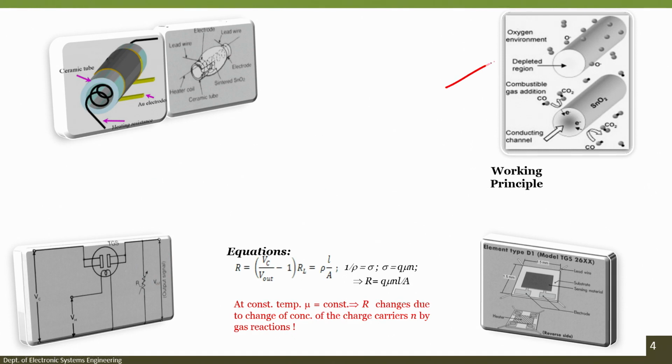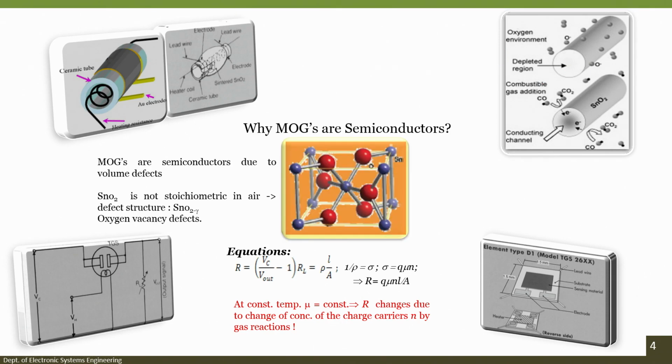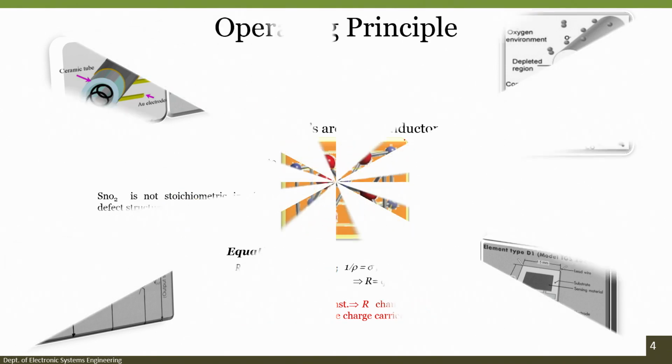The same thing is shown here: in the presence of oxygen there is a creation of a depletion layer. If you have combustible gases like CO2, then the depletion layer would increase and resistance would increase. So, the question is why we have to use metal oxide semiconductor gas sensors. This is because of the volume defect. SnO2 is not stoichiometric in air, but has a defect structure SnO2 minus x, which shows the oxygen vacancy defects. That is why we can use SnO2.